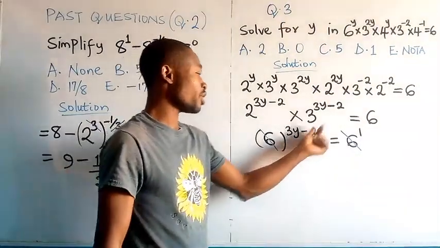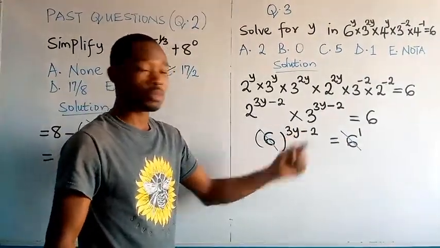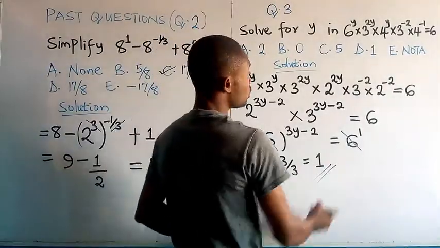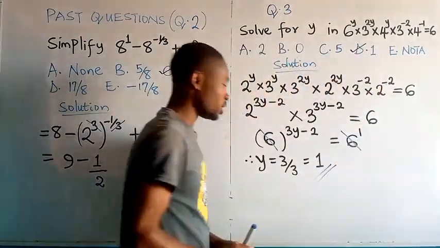You equate their powers. From there, solve for y. And if you're solving for this, minus 2 will cross to this right hand side, giving you plus 3. Divide both sides by what is multiplying y, which is 3. Therefore, the value of y for this question is 1. Looking at the options provided, the correct option is what? Option D.